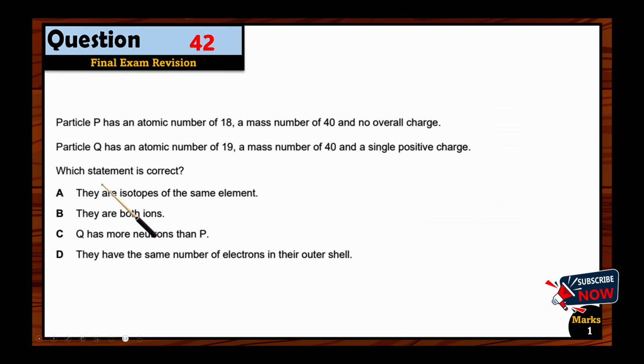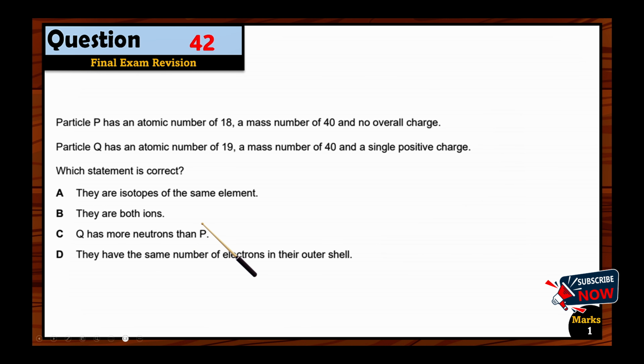First, they are isotopes of the same element. Their atomic number is different, right? So they cannot be isotopes of the same element. Because it has a positive charge, what does it mean? It means its atomic number was 20 before, right? And it lost one electron. So they are not the isotopes of the same element because their atomic number is not the same. They are both ions. No, one has no charge, the other one has a charge. So one is an ion, but the other one is an atom.